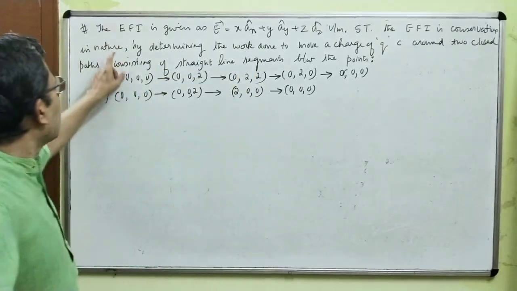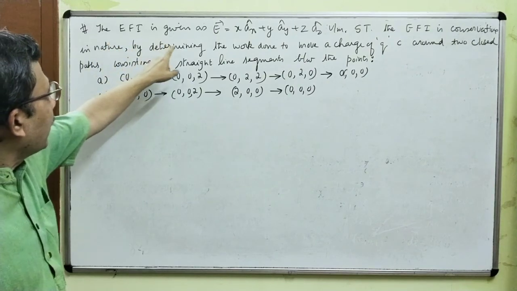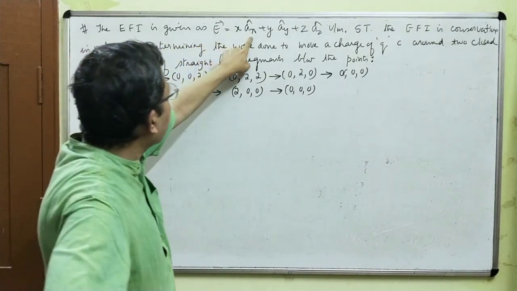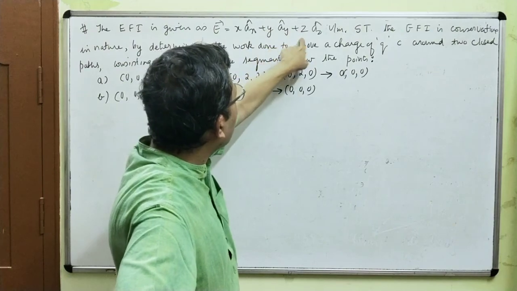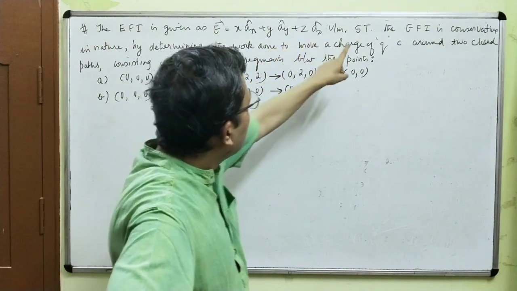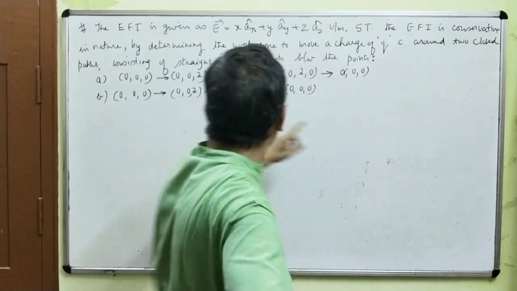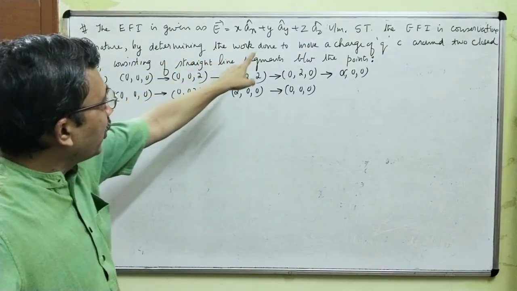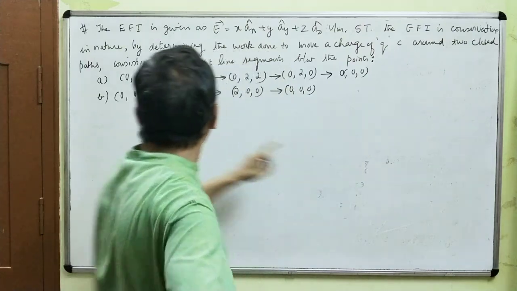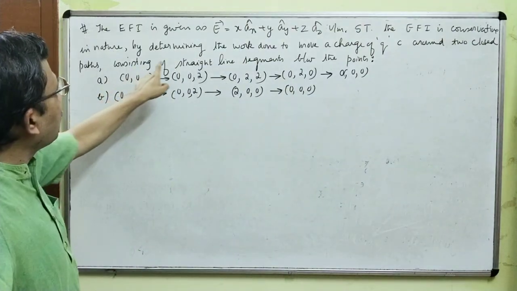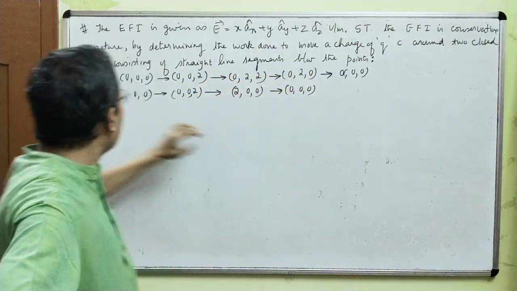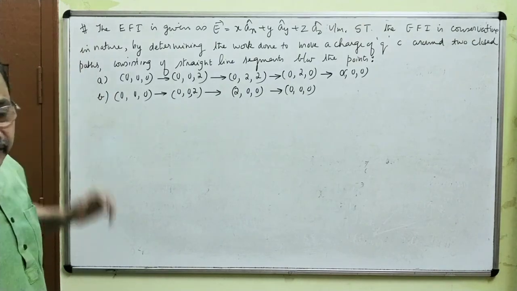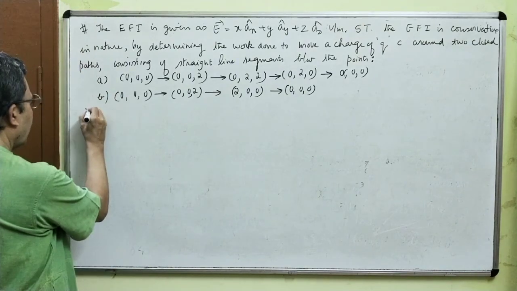Next problem. The electric field intensity is given as vector E is equal to X AX cap plus Y AY cap plus Z AZ cap volts per meter. Show that the electric field intensity is conservative in nature by determining the work done to move a charge of Q coulombs around two closed paths consisting of straight line segments between the points given in part A and part B. Now I will go to the solution.